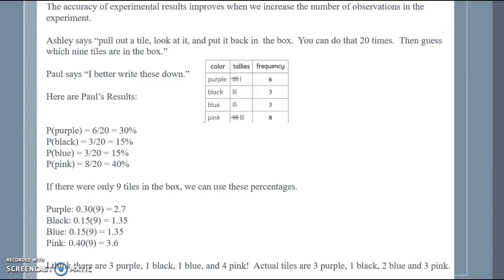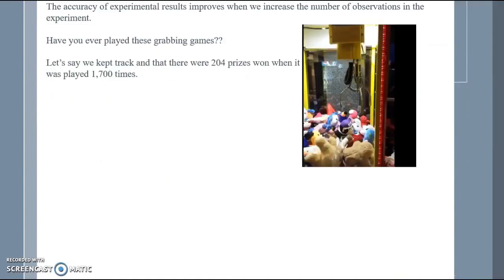But the actual tiles are 3 purple, 1 black, 2 blue, and 3 pink. But that's okay. We were very close based on the experimental results that we had. The accuracy, we know, improves with the number of observations that we are experimenting with.